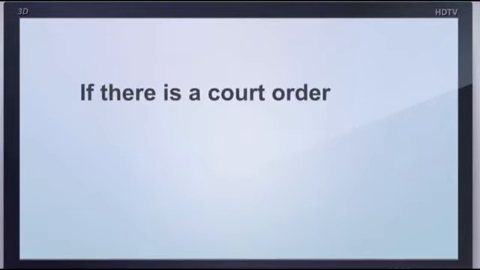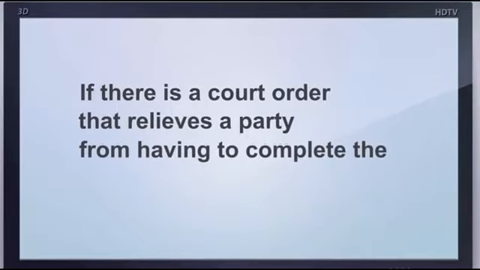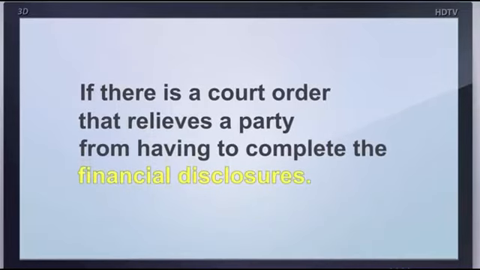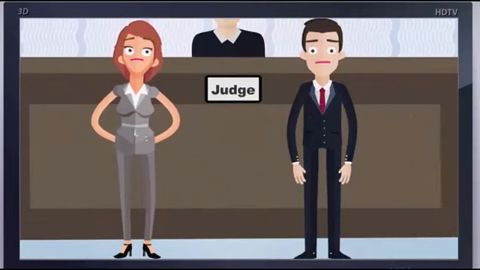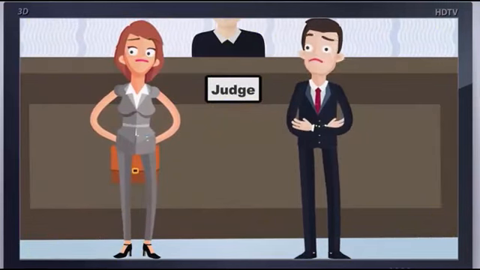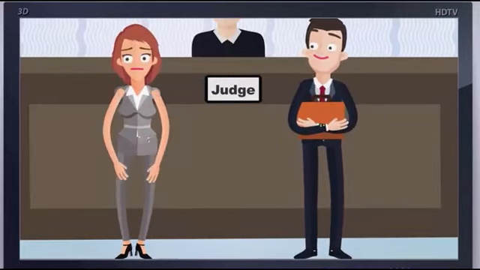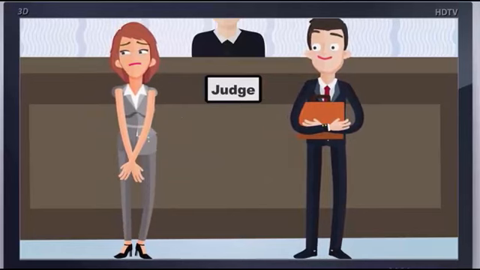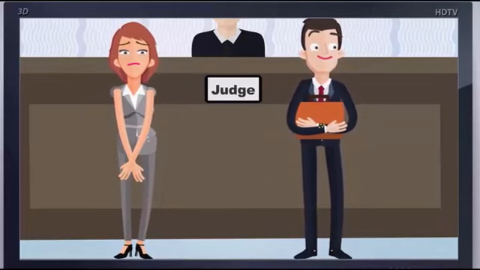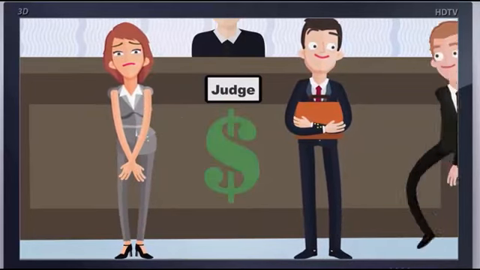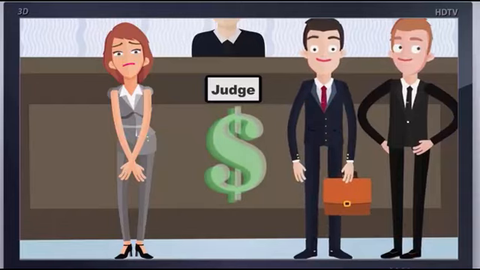The only exception to this rule is if there is a court order that relieves a party from having to complete the financial disclosures. If the court finds out that you left anything out or lied on your disclosure forms on purpose, the court can order that any property you did not list goes to your former spouse or domestic partner. You can also be ordered to pay his or her attorney fees and fines.